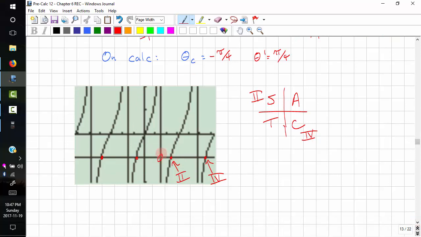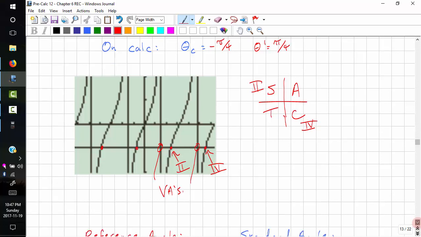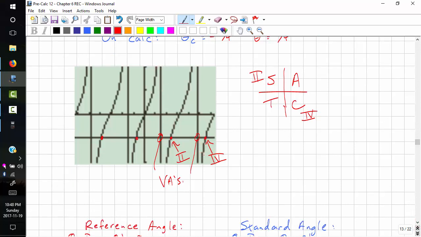And you have to be careful. These are not answers. These are the vertical asymptotes. And anytime you see a steep line, you have to check to see if it's a vertical asymptote. So not solutions.